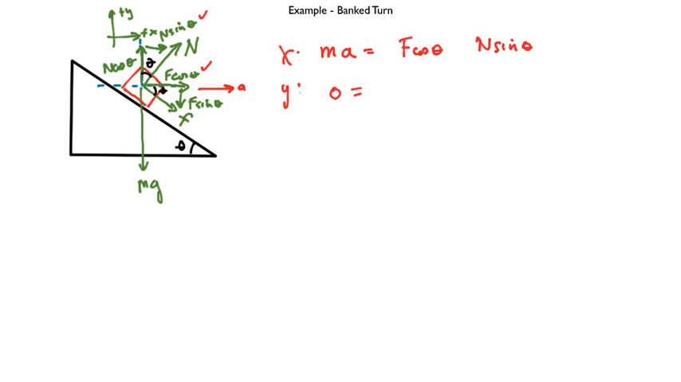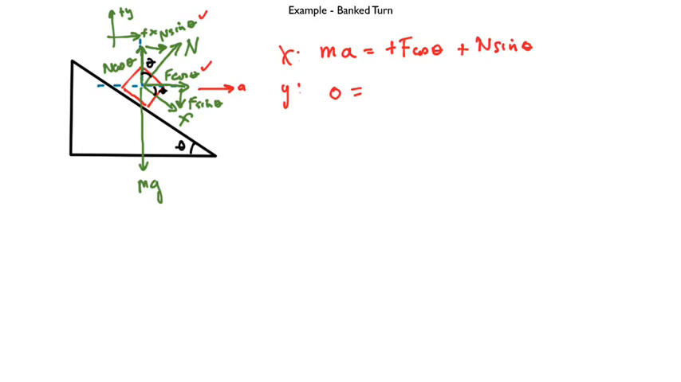So is f cosine theta positive or negative? N sine theta? Positive. You wanted to put negative, didn't you? But they're both positive. And is that okay? Yeah, we want an acceleration that direction, don't we? So there's no problem if both of them are positive.